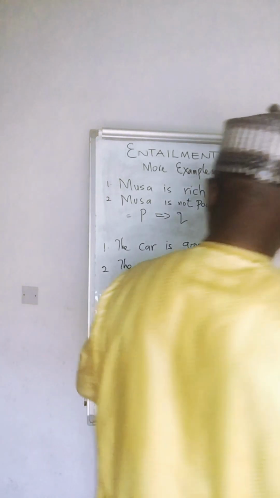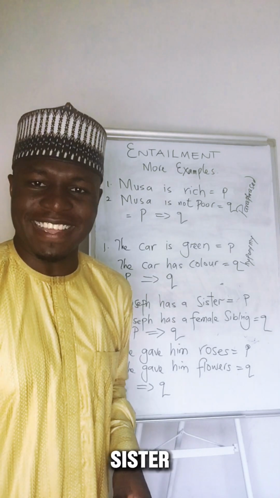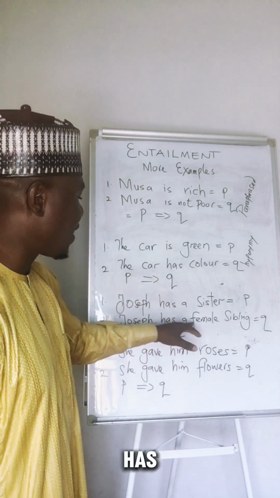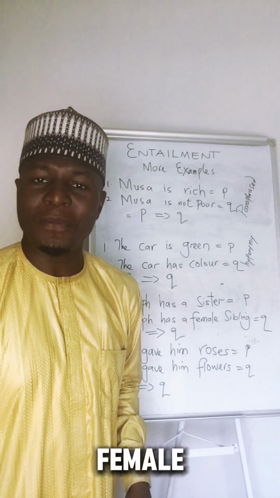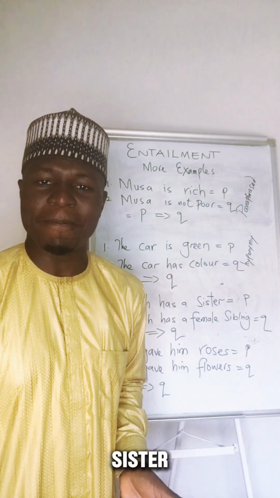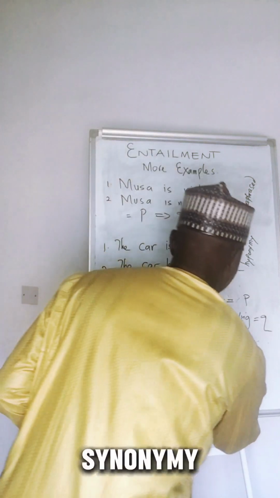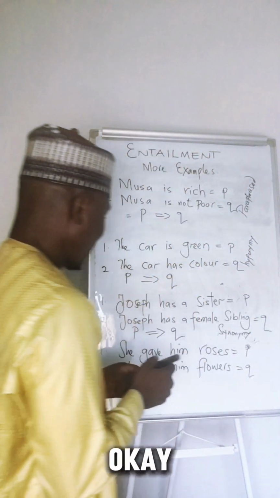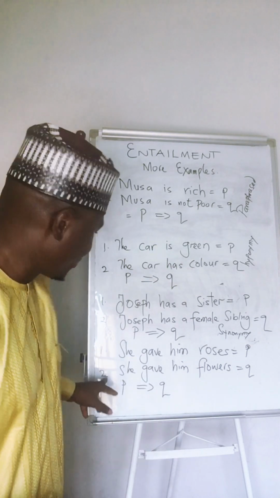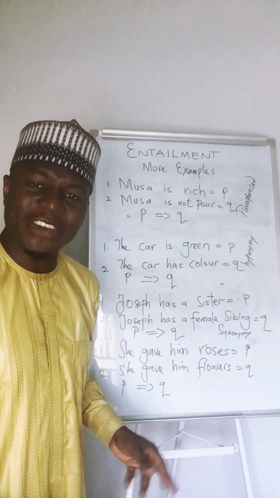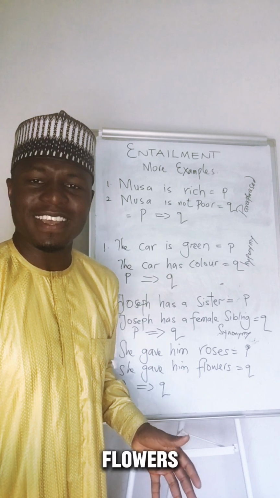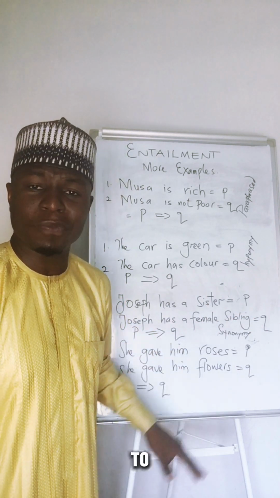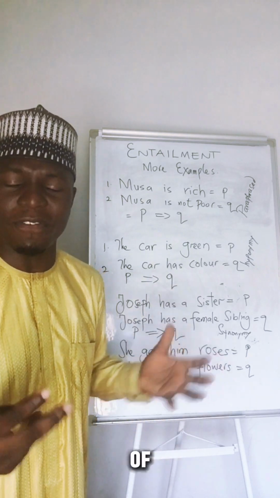Okay. So Joseph has a sister. Joseph has a sister entails Joseph has a female sibling. A female sibling is the same thing as a sister. So the relationship here is that of synonymy. Okay. And finally, she gave him roses. Roses are types of flowers. The superordinate term is flower, and roses are included in the word flower.